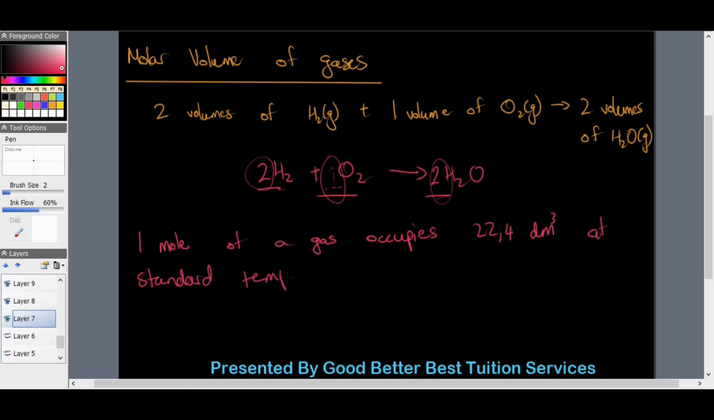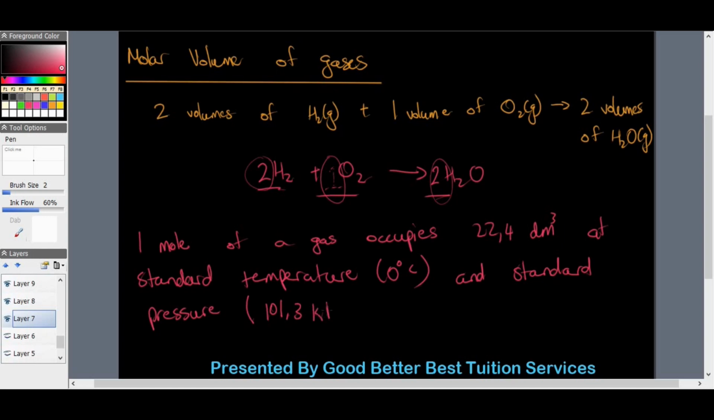temperature. Now, if anybody doesn't know what standard temperature is, I'm going to tell you: standard temperature is 0 degrees Celsius. And standard pressure is basically 101.3 kilopascals, which is 1 atmosphere. Both together, standard temperature and standard pressure, form something called STP. So if you get a question, what is the molar volume at STP, they're asking what is the molar volume at standard temperature and pressure.